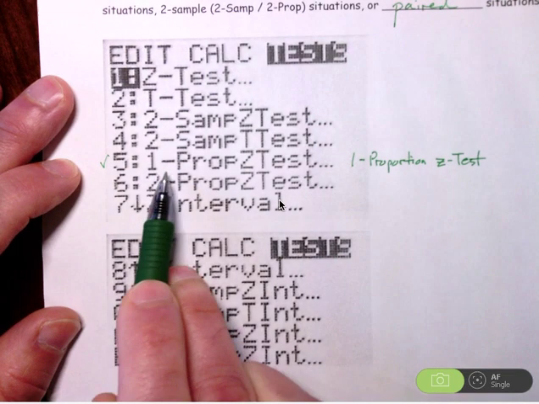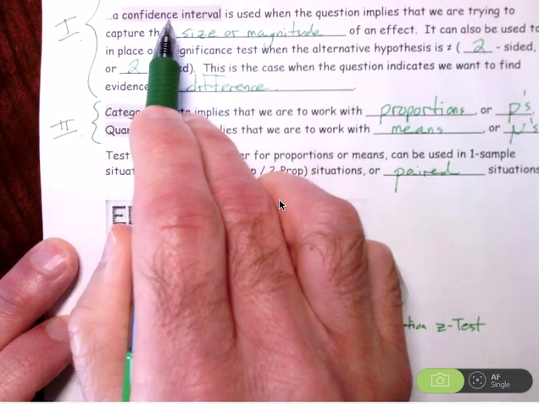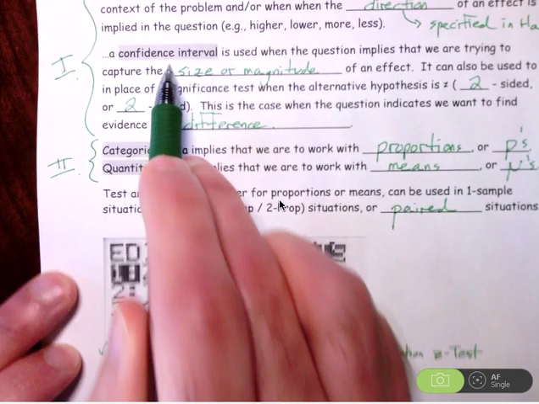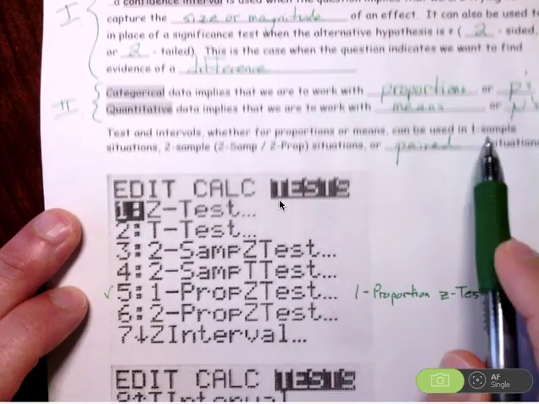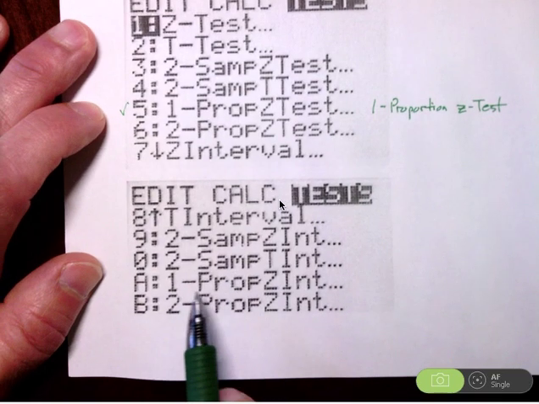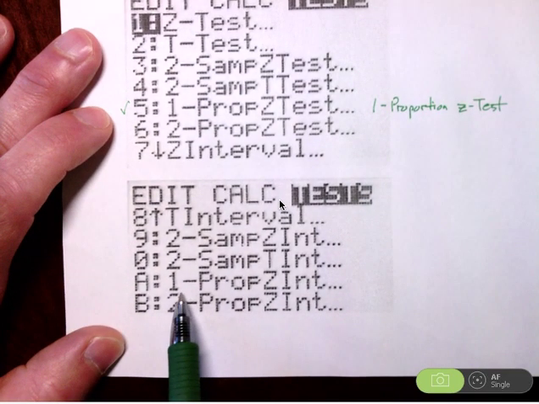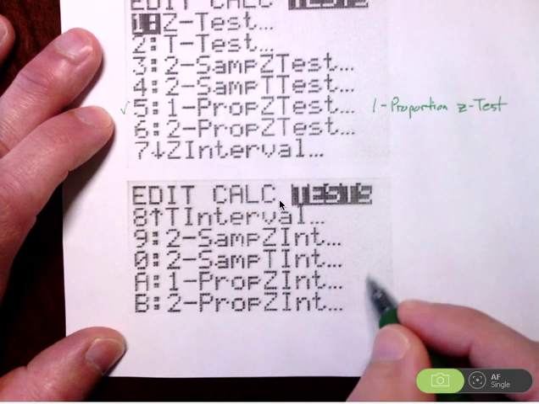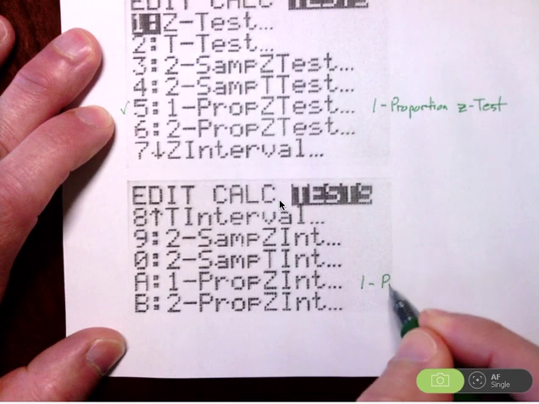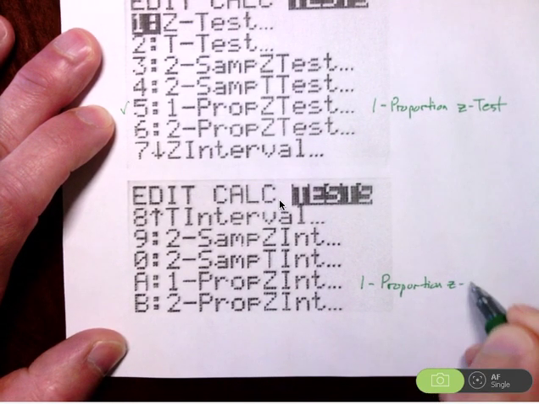So instead of a test, if you were going to work with a confidence interval, and from the statement of the question it's clear you need a confidence interval, you're working with categorical data, so it will use P, and if it is a one sample situation, you need a one proportion Z interval. That is way down here. It is important when you're working with proportions, it has to say prop. So this is a one proportion Z interval.